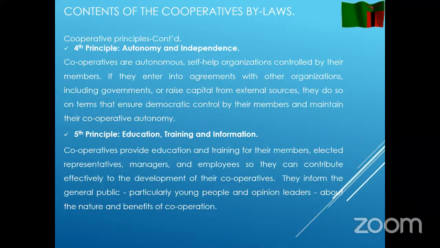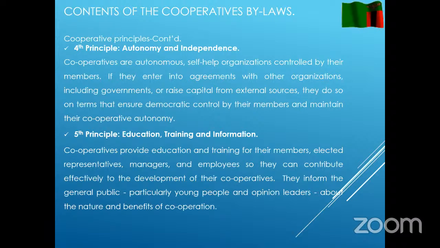Now, there are times that the cooperatives enter into agreements with other organizations, including government itself, or raise capital from external sources. They must do this on terms that ensure democratic control by their members and maintain their cooperative autonomy. For instance, when you get funding support from a donor, you have to agree on the terms to a point where members' rights are not trampled upon by this donor. So as long as it remains a cooperative, there's no way this donor or government will dictate terms on how you operate.